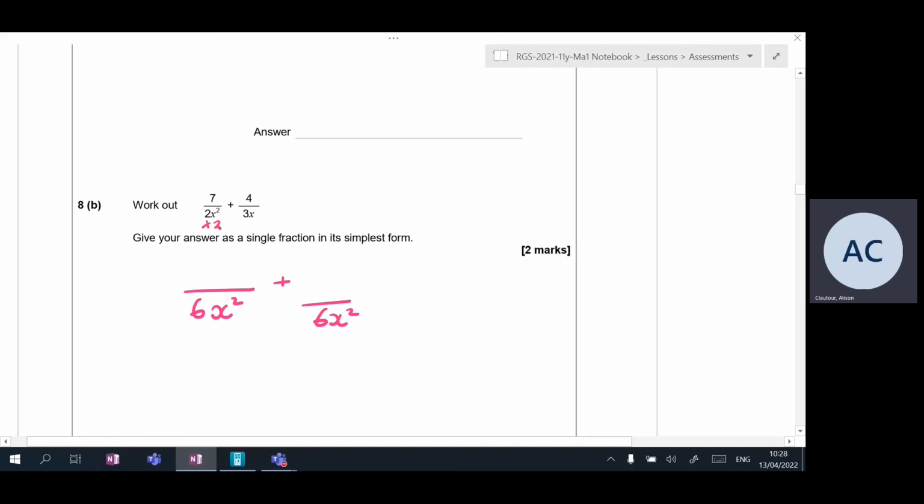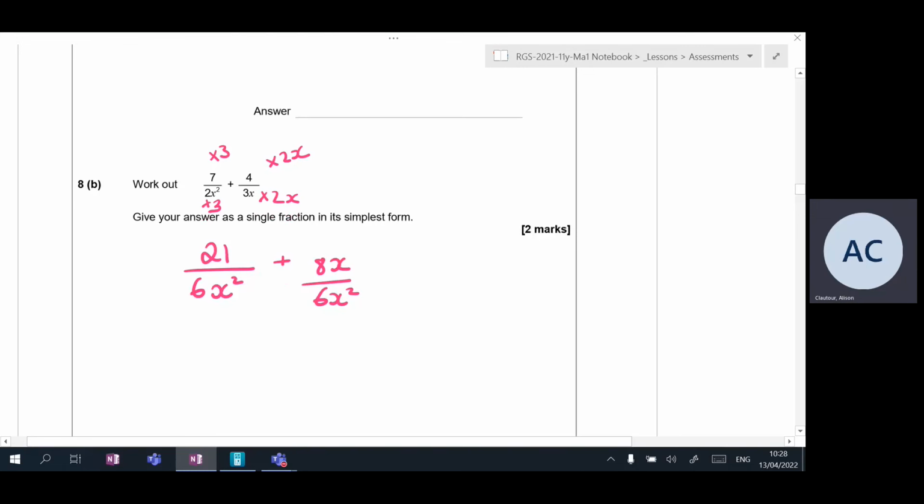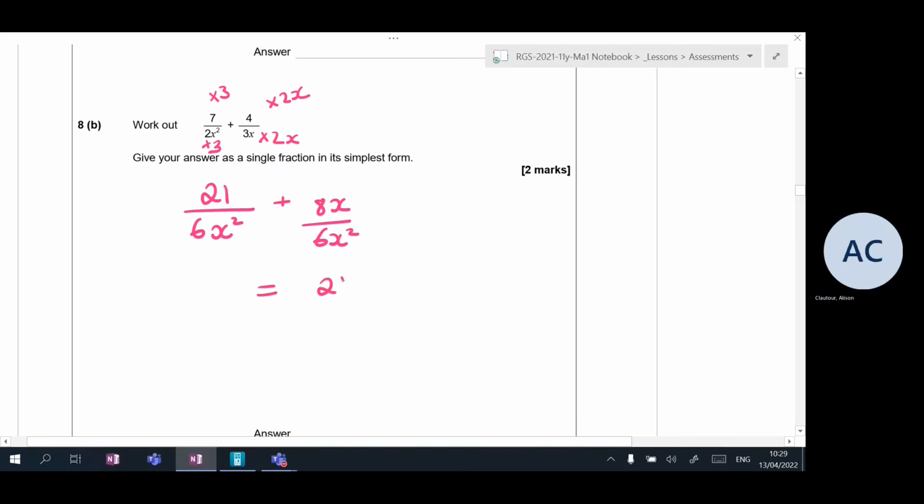So for this, I've got to multiply my denominator by 3 to get 6x squared. So I'm also going to do the same to the top. For my next fraction, I need to multiply the bottom by 2x. So I'm also going to do the same to the top. So it gives me 8x over 6x squared. Then when you add them together, you can just add the numerators. Okay, to get 21 plus 8x over 6x squared.